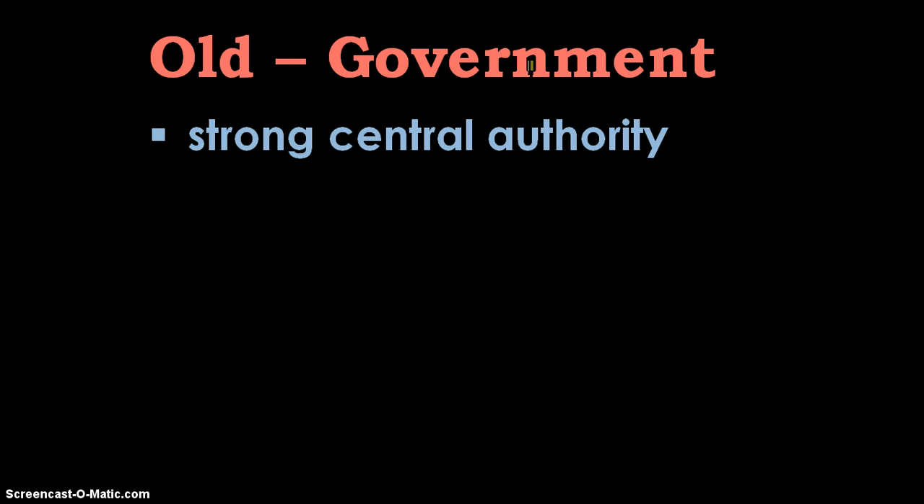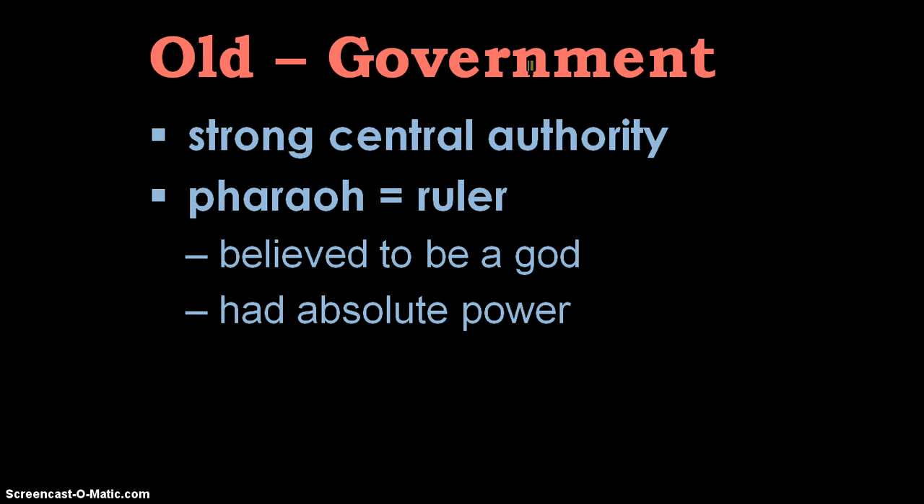The government was a strong central authority, very strong rulers. The pharaoh was the ruler, so he was kind of like a king, and they were dynastic rulers, which means the only way you got to be a pharaoh is if you were born into a pharaoh family, into that dynasty. The pharaohs were also believed to be a god, and they had absolute power. So they also had like a super theocracy, because it wasn't just that the pharaohs were also in charge of religion. They were the religion.